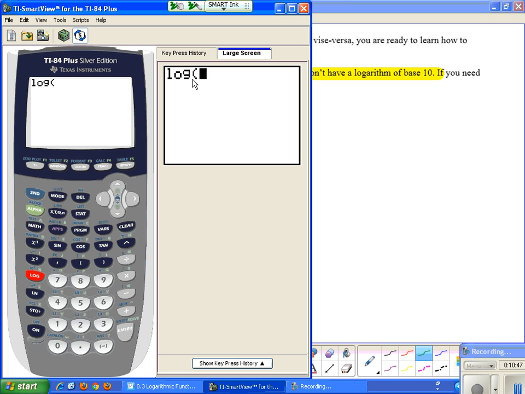Because it doesn't have a place for you to put your base, that means your calculator can only compute logs of base 10. So what happens when we don't have a log of base 10? How do we solve these equations? Well, that's what we're going to have to do by hand.